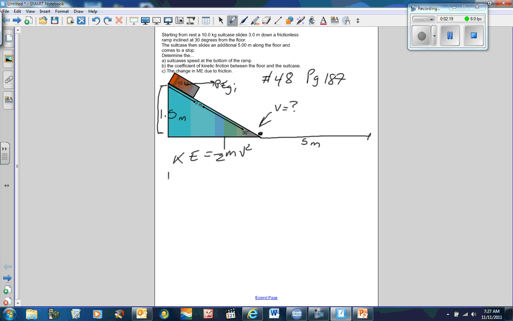Knowing that, I can find the gravitational potential energy, which is mgh. You might be thinking, well, that's not kinetic, and you're right. So just hold on. Let's put our numbers in. 10 kilograms, that's our mass, times 10 meters per second squared, times the height I just found, 1.5 meters. And when I do that, I'm going to get 150 joules.